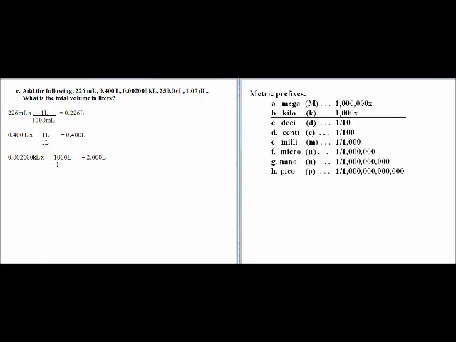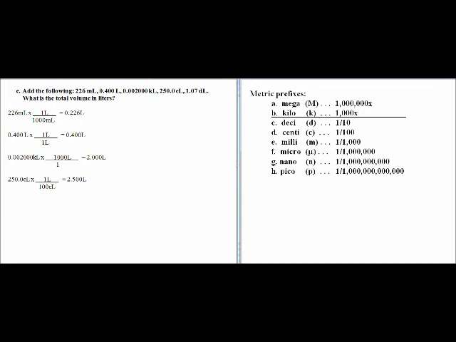The next number, 250 centiliters, converted to liters, uses the conversion factor of 1/100th. Because we started with centiliters, 100 centiliters will be our denominator. 250 times 1 liter divided by 100 centiliters. 250 centiliters divided by 100 equals 2.5 liters.